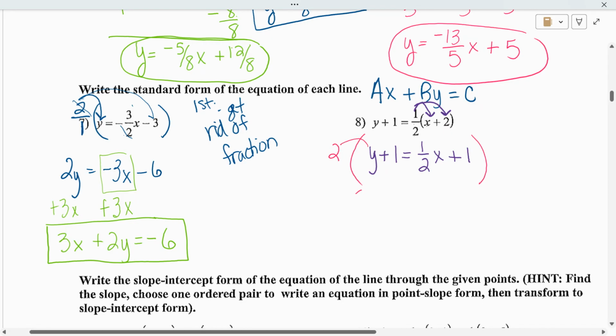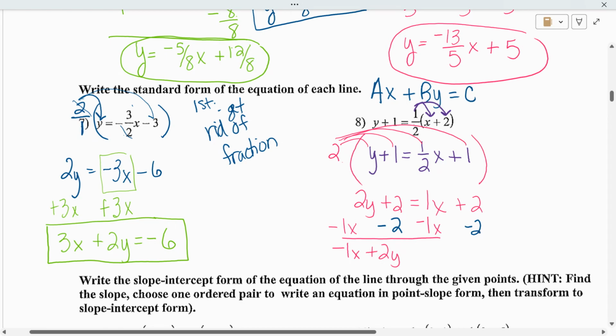So let's see. 2y plus 2. What is 2 times 1/2? 1x plus 2. So I'm going to move my x to the other side. I'm going to subtract 1x. So I have negative 1x plus 2y. I'm also, in this same line, going to subtract 2, because I have to move that 2 over to the other side. Equals, a 2 minus a 2 is a 0.